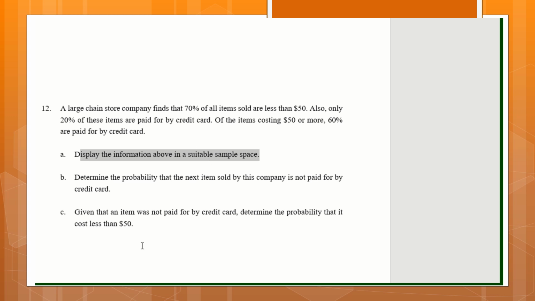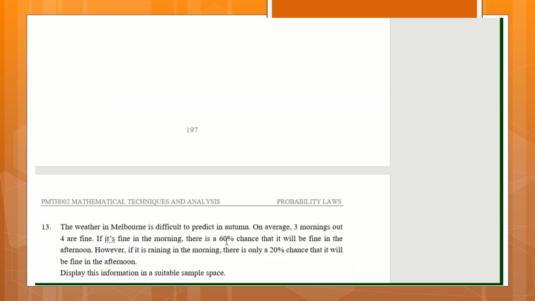So you can only get the answer once you have drawn the tree diagram. It will start with less than $50, more than $50. After that, paid with credit card, that means C, C prime, C, C prime. Understand? And write down the probabilities.